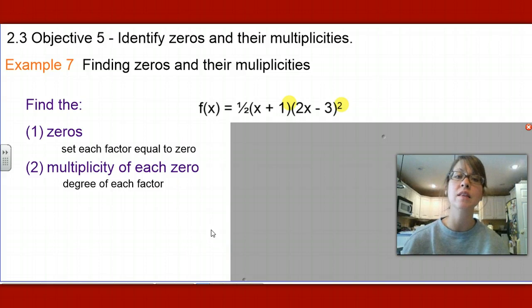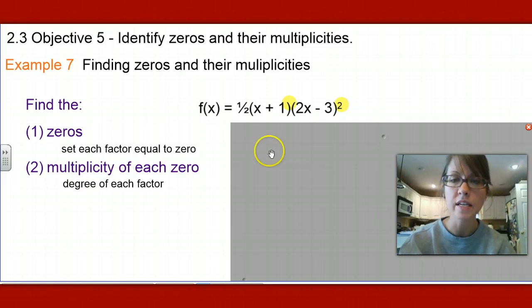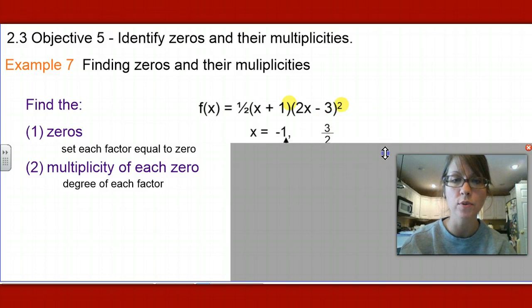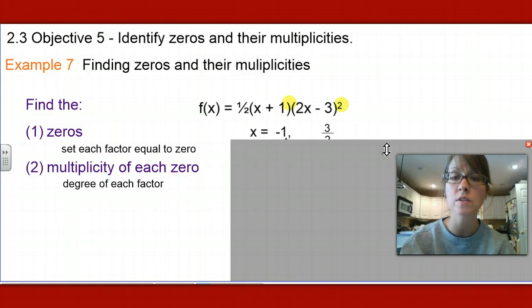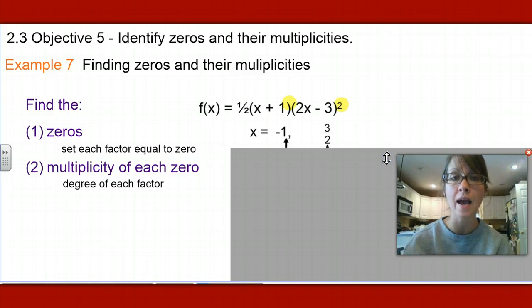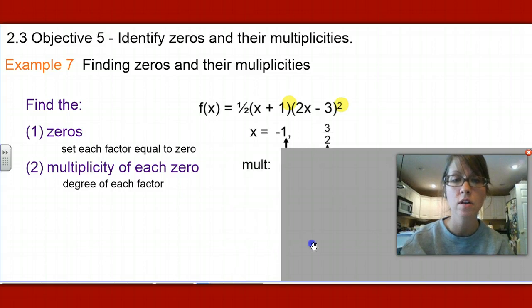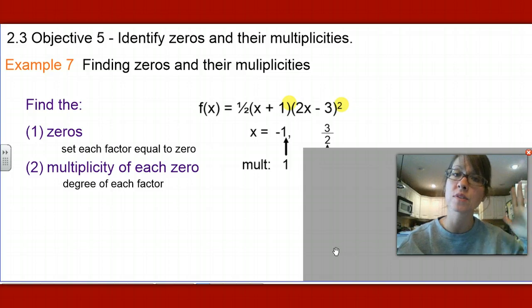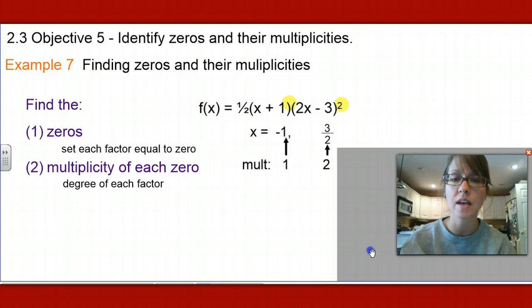Okay, so it's more than just saying these are the multiplicities. The multiplicity has an effect on the behavior of the graph around that x-intercept. And we'll talk about that in a minute. So setting each factor equal to 0, if x plus 1 equals 0, then we have an x equals negative 1 intercept. And if 2x minus 3 is equal to 0, then we have a 3/2 x-intercept. Again, as I said before, the first one has a multiplicity of 1 because of the exponent on the outside of that factor. And then the 3/2 has a multiplicity of 2.